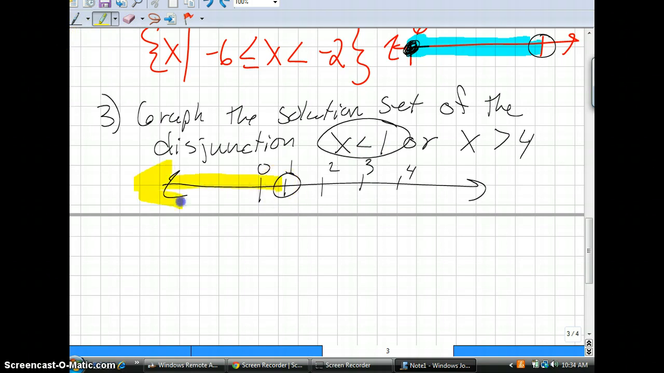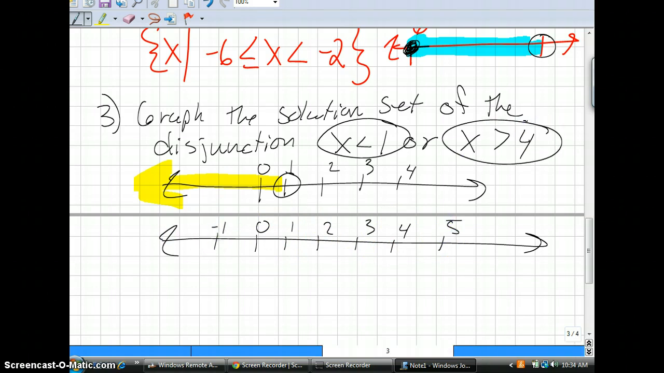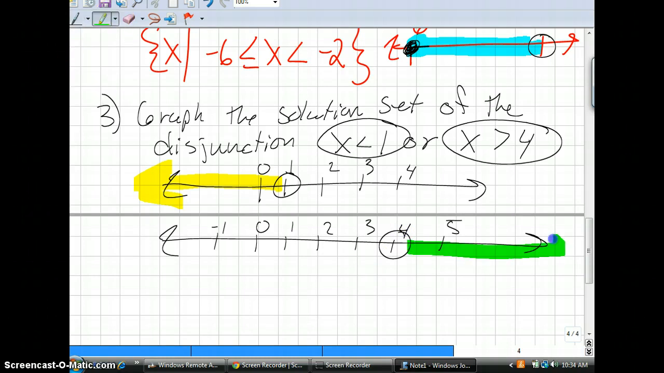So it should go that way. Okay? Then if I do the second one, this says x is greater than 4. So it's an open circle this way and an arrow going this way.